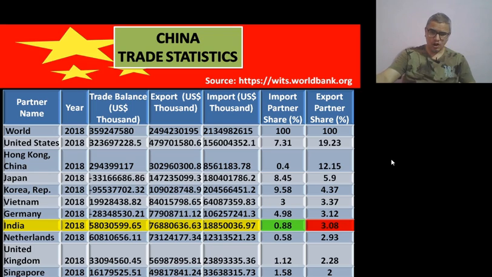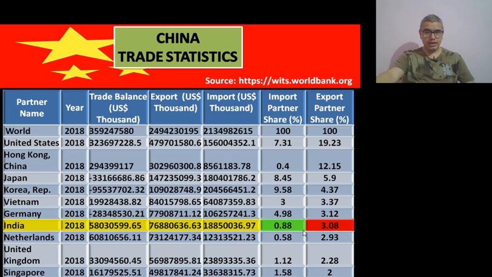Okay, now let us see how much impact India would have if India boycotts everything that is being produced in China. If India boycotts every product coming from China, if we are able to boycott it, then what percentage share of export are we going to affect for China? Only 3%. Okay, export partner share. It means that out of the total export that China is making to the world, only 3% of that export comes to India.